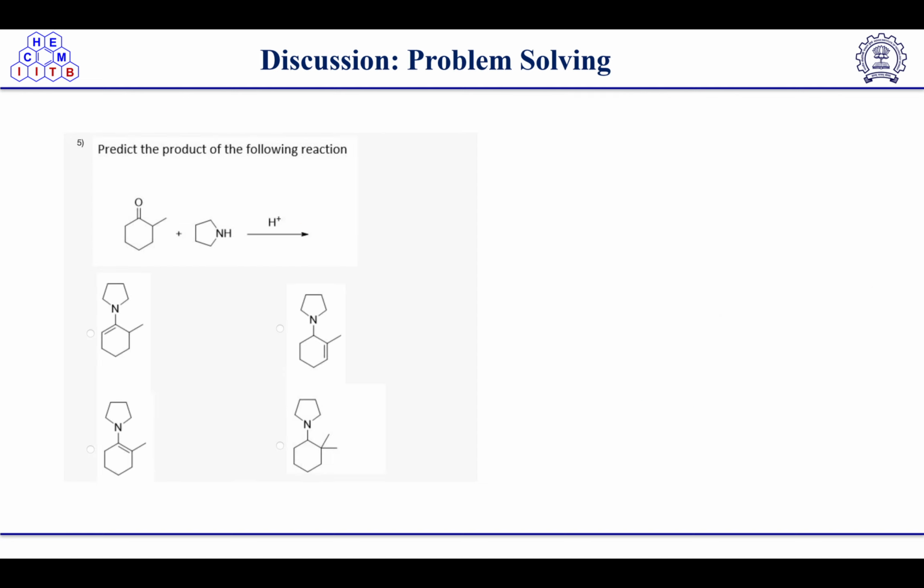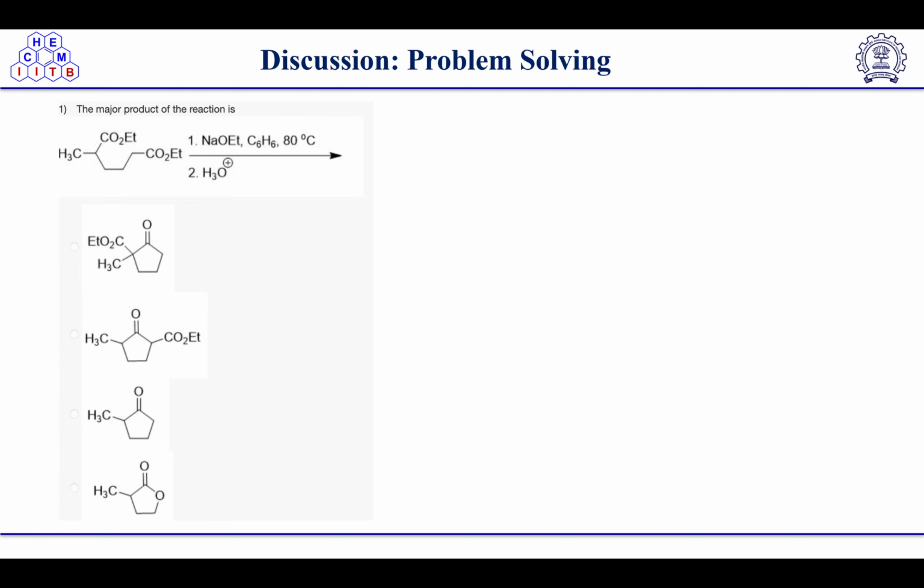Now question number 5 is: predict the product of the following reaction. Whenever you have a question, first of all you have to check the arrow condition. If it is H plus, that means it is an acidic reaction, and when it is a base on the arrow, then it's a basic reaction, right? Here we have H plus, means acid will get used.